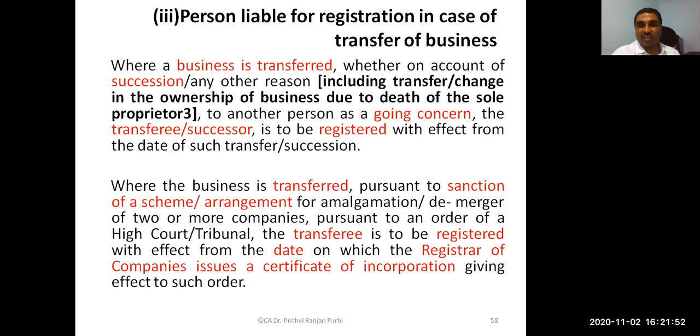And when the business is transferred pursuant to an amalgamation scheme or any demerger scheme or any such kind of scheme, in pursuance of an order of the High Court or Tribunal, in these cases, the transferee is also required to get themselves registered.